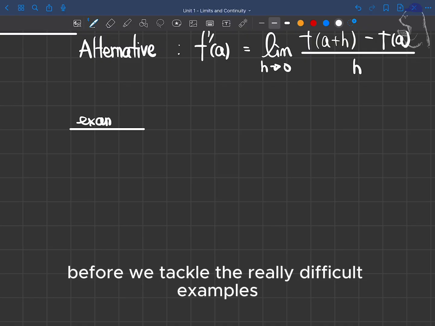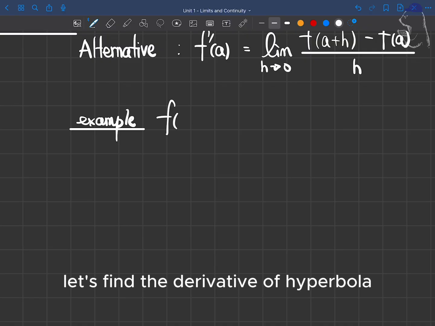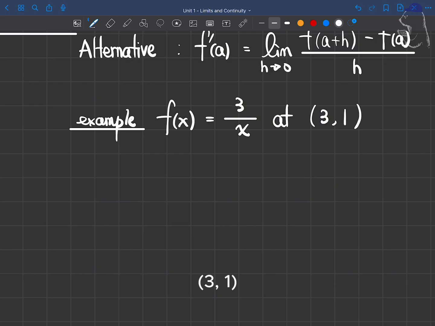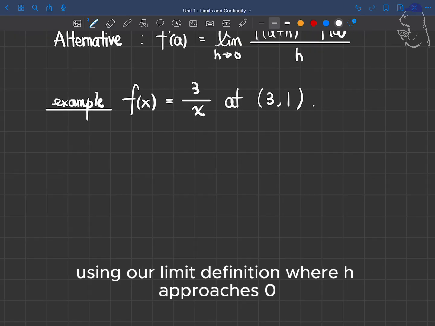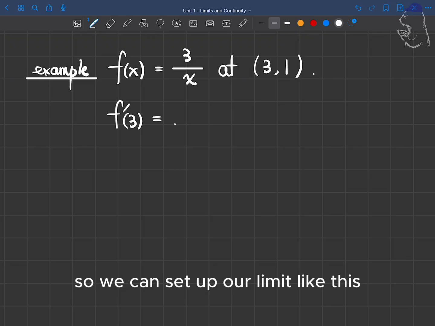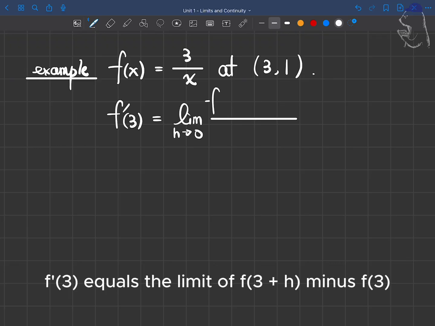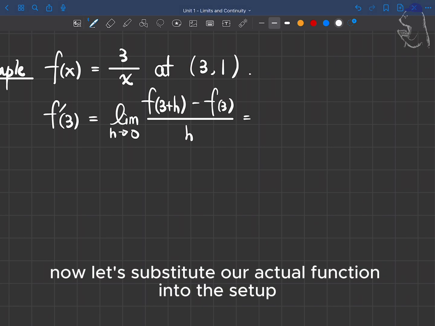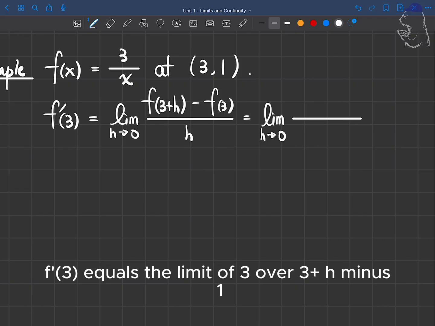To make sure this makes sense practically, let's look at a classic algebraic function before we tackle the really difficult examples. Let's find the derivative of the hyperbola f of x equals 3 over x at the specific point 3, 1. Using our limit definition, where h approaches 0, our value for a is 3. So we can set up our limit like this. F prime of 3 equals the limit of f of 3 plus h minus f of 3, divided by h, as h approaches 0. Now, let's substitute our actual function into the setup. We find f prime of 3 equals the limit of 3 over 3 plus h, minus 1, all over h, as h approaches 0.